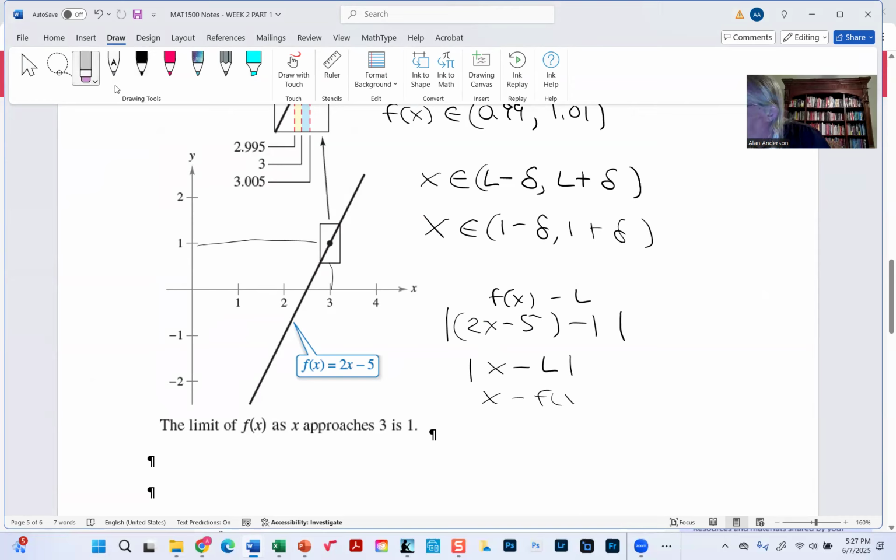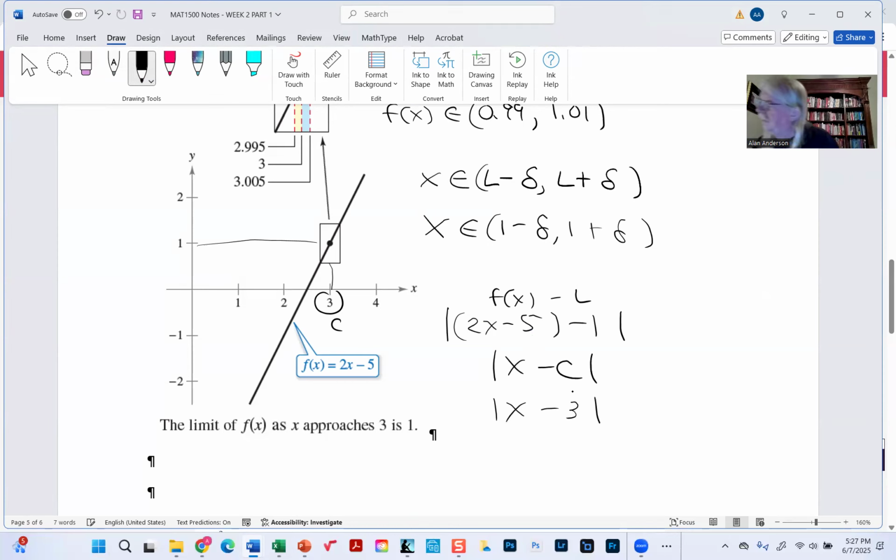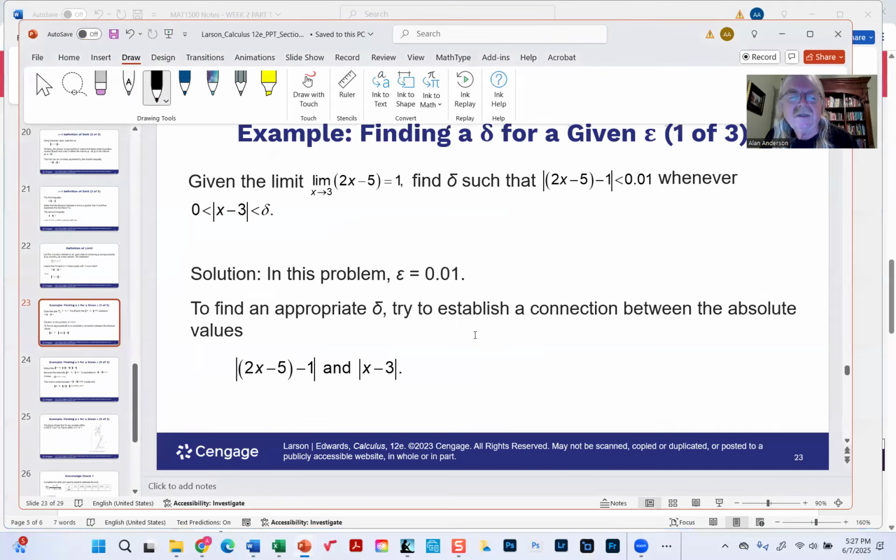Oops, hold on a second. I'm sorry, I wrote it wrong. It's x minus c. C is this point right here. Okay, now we're getting somewhere. All right, now what are we supposed to do with this information?